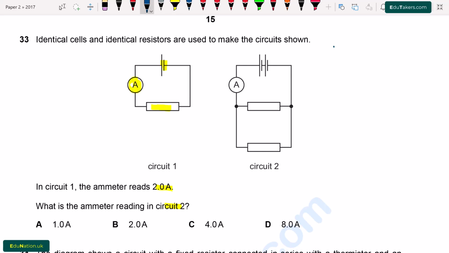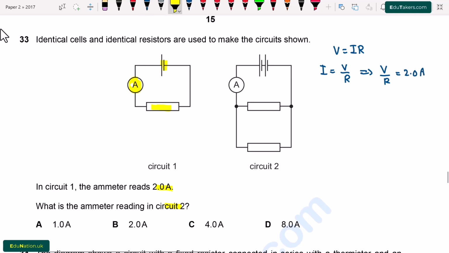Here I use Ohm's law. V is equal to IR and R is equal to V over I, or we can simply say I is equal to V over R. As the current is given 2.0 ampere, so I write here 2.0 ampere.